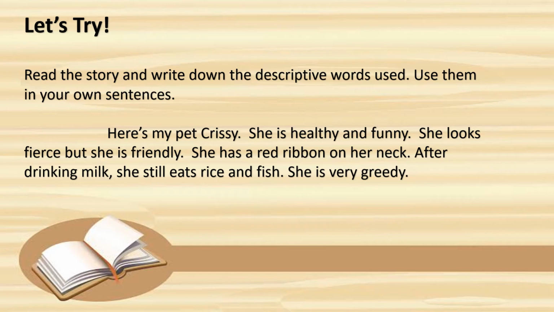Okay, so let us try this activity here. The direction says read a story and write down the descriptive words used. Use them in your own sentences. Here's now the story. Here's my pet Chrissy. She is healthy and funny. She looks fierce, but she is friendly. She has a red ribbon on her neck. After drinking milk, she still eats rice and fish. She is very greedy. Alright, so again, write down the descriptive words, then use them in your own sentences.